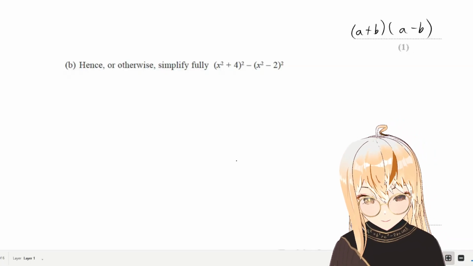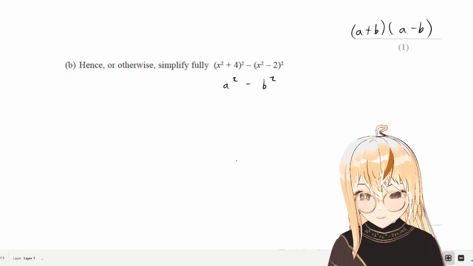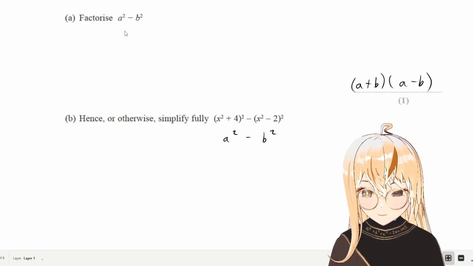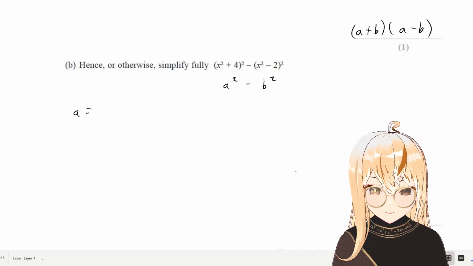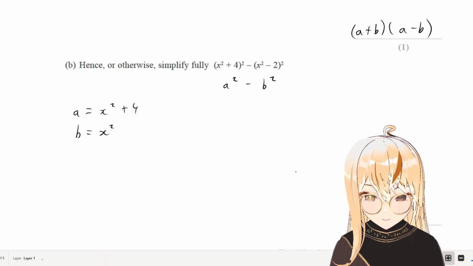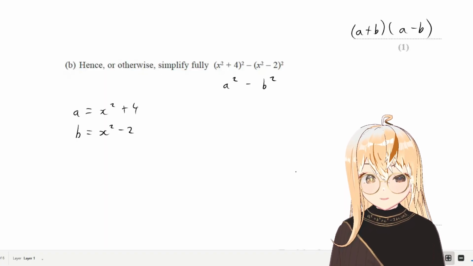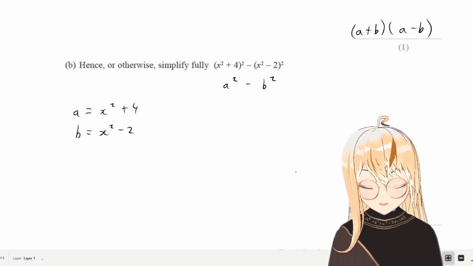You can notice that this is basically just a squared minus b squared. That's why it says hence or otherwise. You should use what you did in part A to help you work out part B. Here, a is equal to x squared plus 4, and b is equal to x squared minus 2. So in this difference of two squares, it's going to be longer, but it's manageable, because we just do a plus b, a minus b.